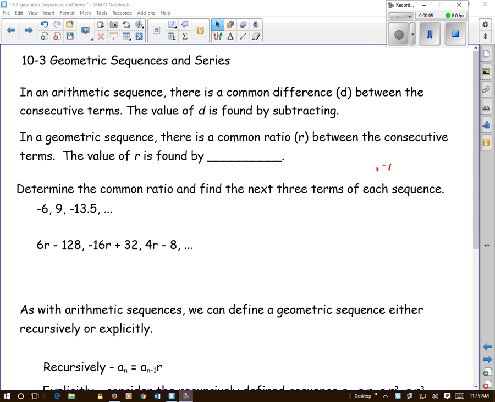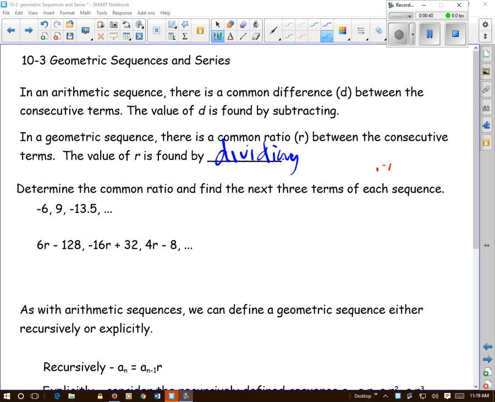Looking at section 10.3 today with geometric sequences and series. With an arithmetic series, we found a common difference, d, by subtracting one term and the previous term. For a geometric sequence, we have a common ratio, r, and we find that by taking a term and dividing it by the previous term. So by dividing.